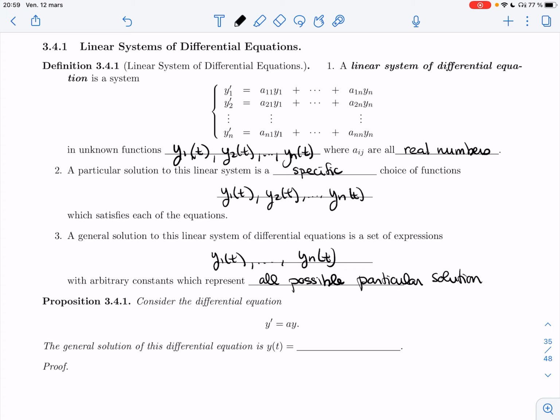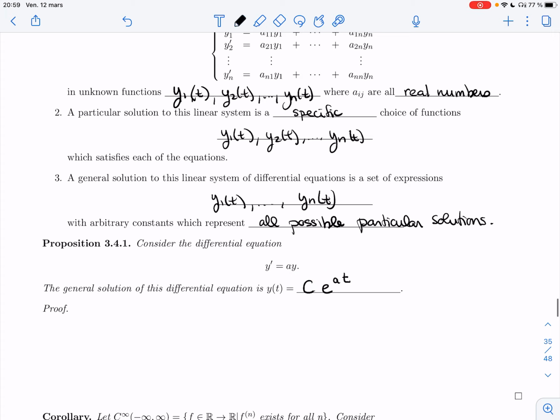Let's look at an example that we've looked at before. If I look at the differential equation y prime equals ay, the general solution of this differential equation, we actually saw a bit earlier. It's y equals c times e to the at. The a is the same a that you have in the differential equation, and c is an arbitrary constant. Let's prove this.